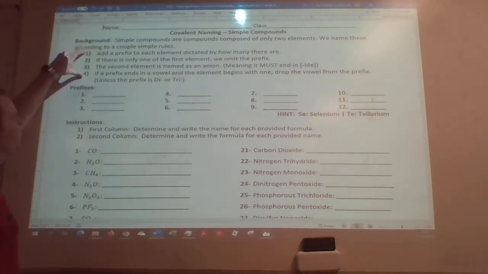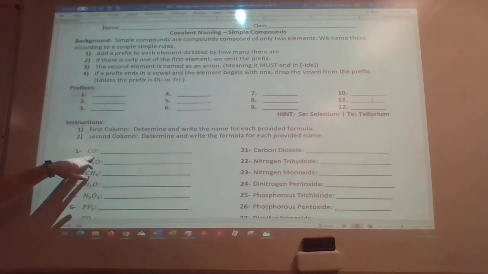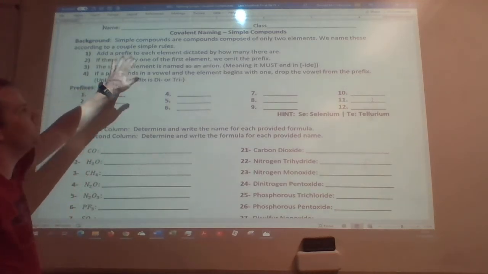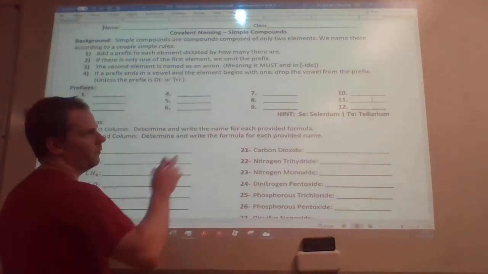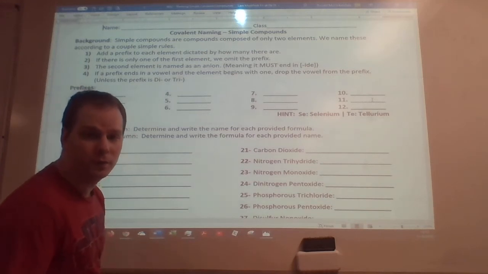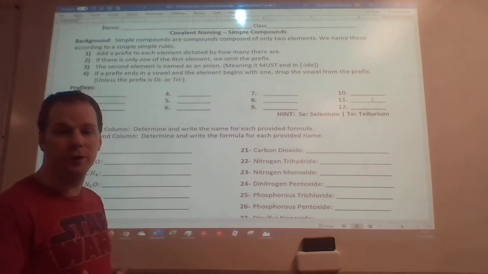These four pieces of information are your naming rules. Whenever you're turning a formula into a name, you have to add a prefix to each element in order to state how many there are. So we're going to start off by giving the prefixes. I'm giving you 12 prefixes for 1 through 12. And this prefix states how many of an element are present.